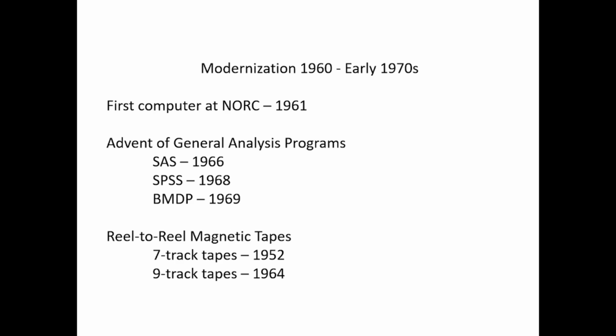Okay. So these are the breakthroughs: reel-to-reel tapes, generic analysis programs, and computers in the 60s. There's not much of a break so far in the data collection, though. You do have the switch, beginning at the end of this decade and really promulgating in the 70s, of telephone becoming the main mode rather than face-to-face.